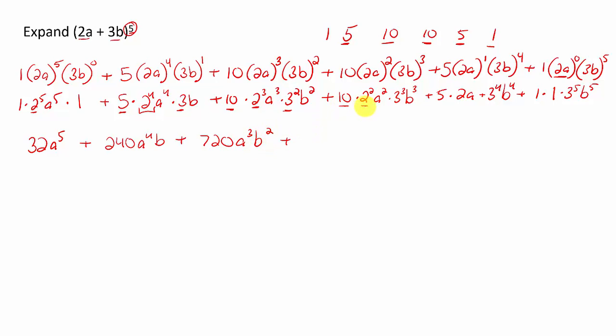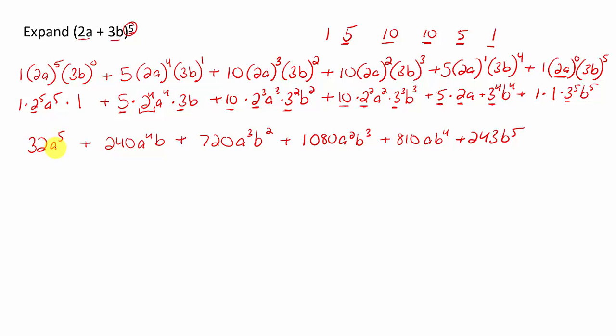Here, 10 times 2 to the 2nd and 3 to the 3rd, which is going to give us 1080, a squared, b cubed. 5 times 2 times 3 to the 4th here is going to give us 810, a, because there's only one a, b to the 4th. And then here I have 1 times 3 to the 5th. And so 3 to the 5th is 243, and then I'm going to have a b to the 5th. And so this is my expansion.